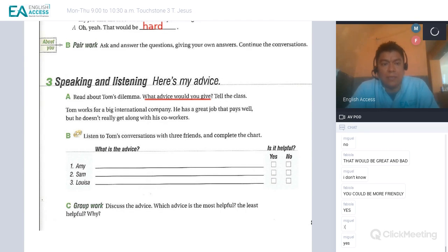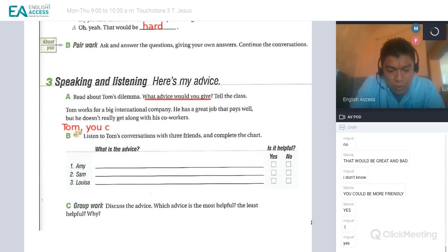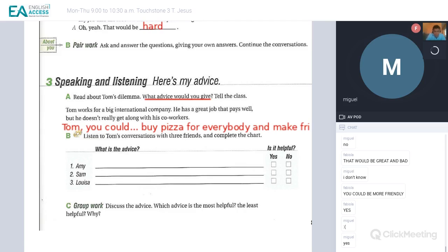Okay. Let's see. If Tom works for a big international company, so you can tell Tom, you could, and then what is the advice? You could buy pizza for everybody and make friends. That better?